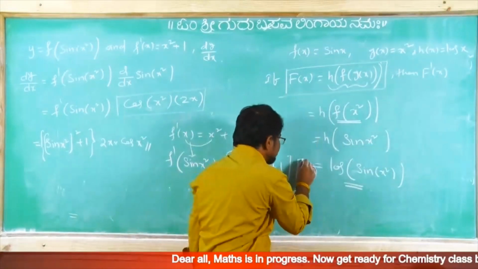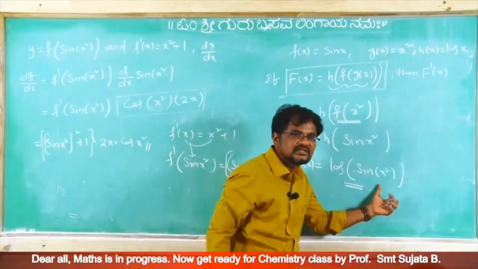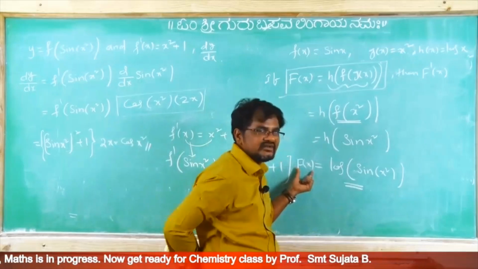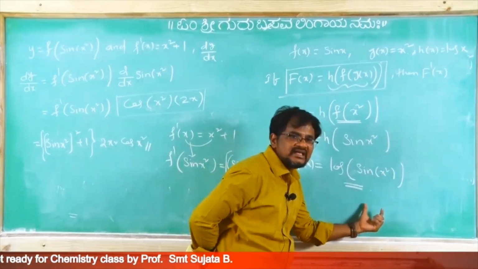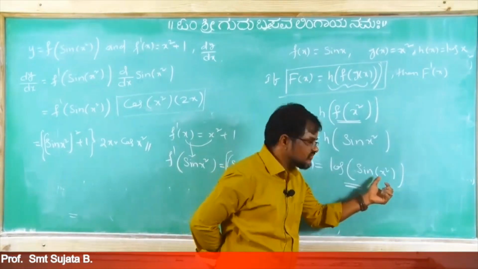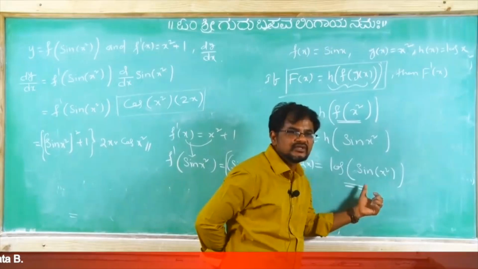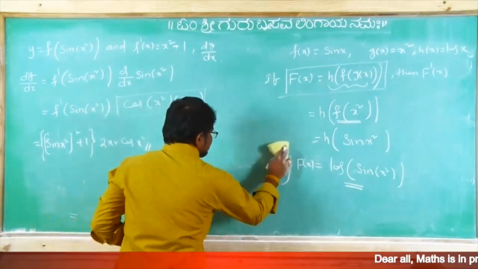So then capital F of x. If you differentiate with respect to x, then what will we get? F dash of x. Here, log x means 1 by sin x square. Again the differentiation of sin is cos x square. Again the differentiation of x square is 2x. Then that is our answer. Okay, no? Okay. One last problem I will discuss.